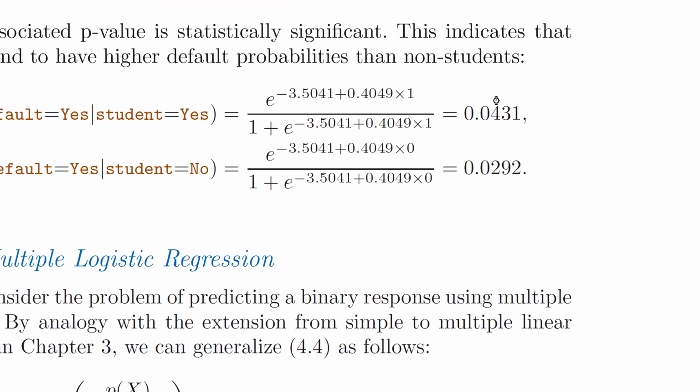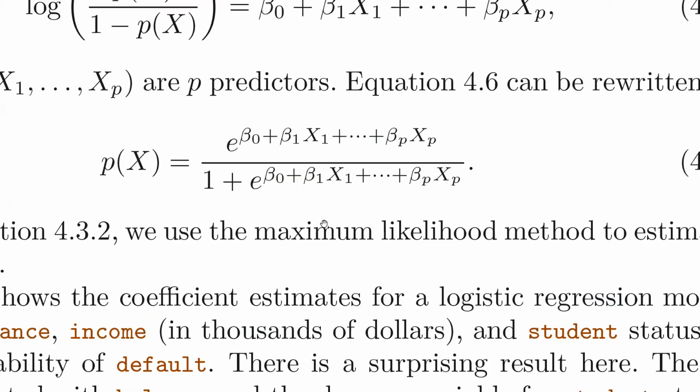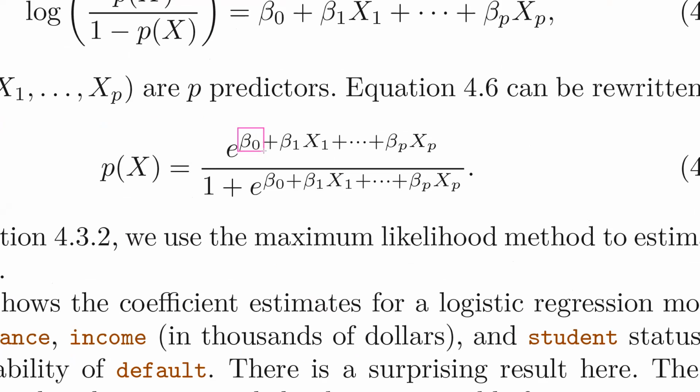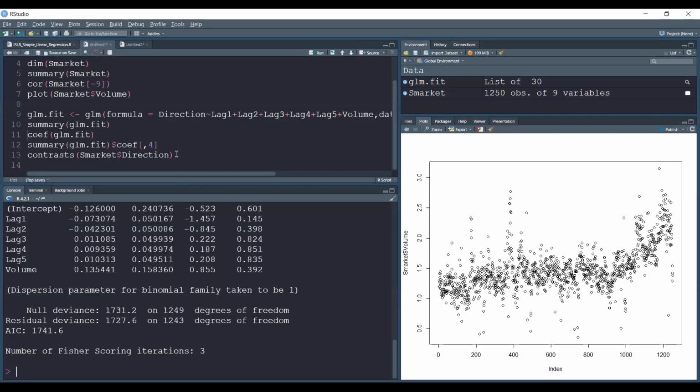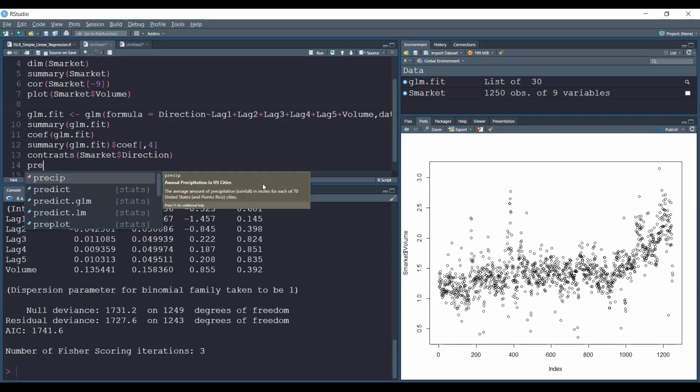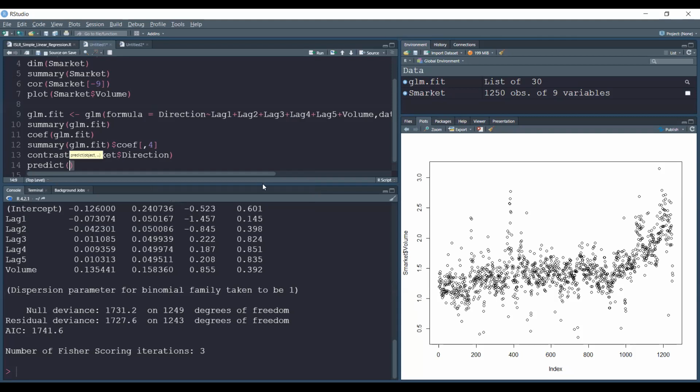Yeah, this is exactly it. So you've estimated the intercept, and then for lag 1 up to lag 5, and the volume. So you could type this expression manually into R now that you have your beta estimates. A much quicker way is the package just does it for you. All you tell it is predict.